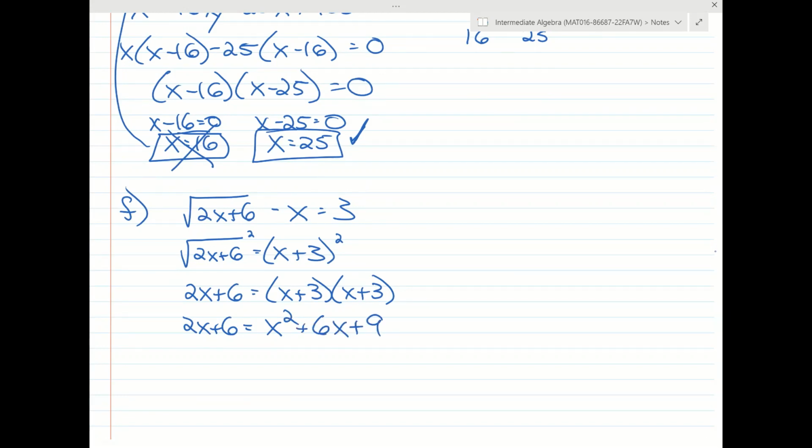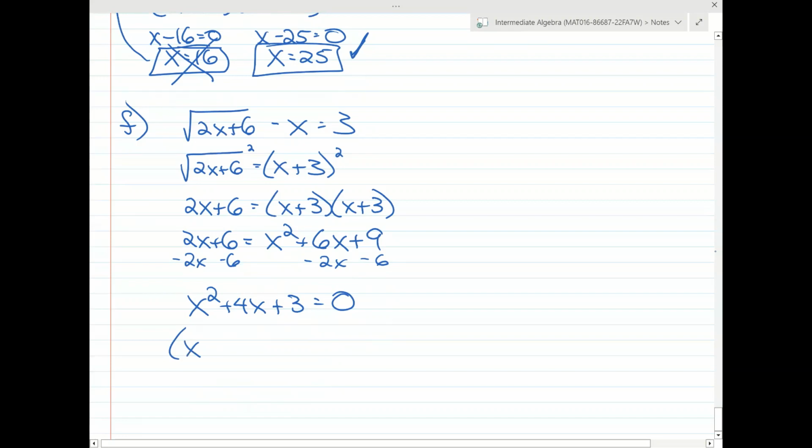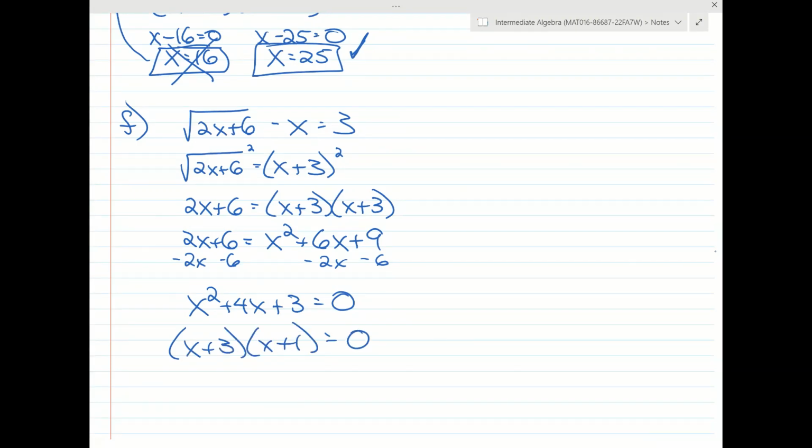And it's similar to what we just did, where you want to try to make it equal to 0 and factor to solve. So we'll just bring the 2x over and subtract the 6. x squared plus 4x plus 3 is 0. And we get x plus 3 times x plus 1, so x is negative 3 or x is negative 1.